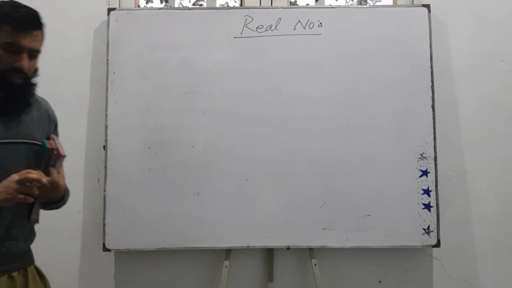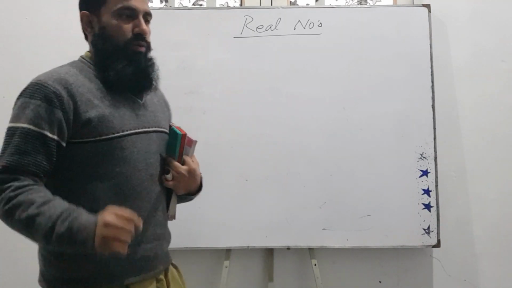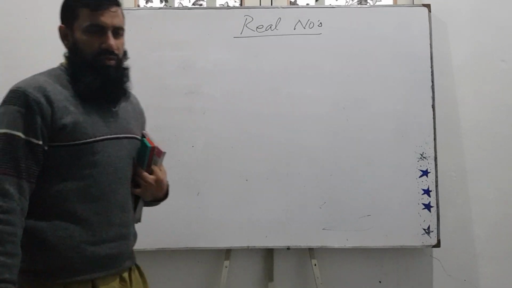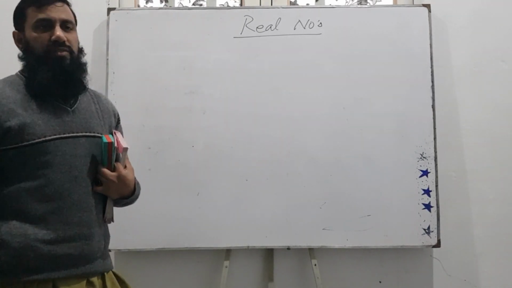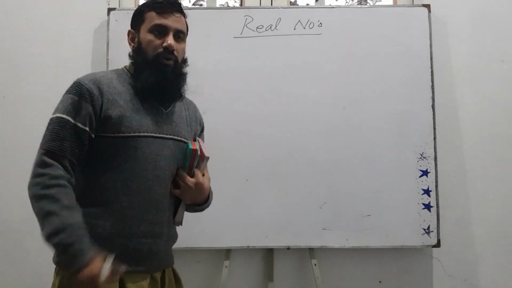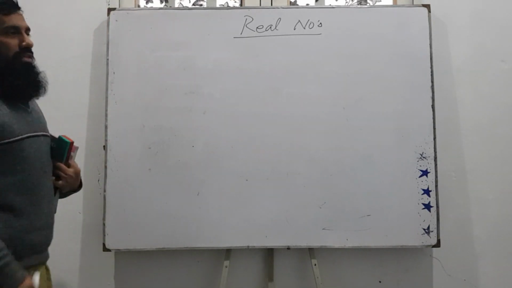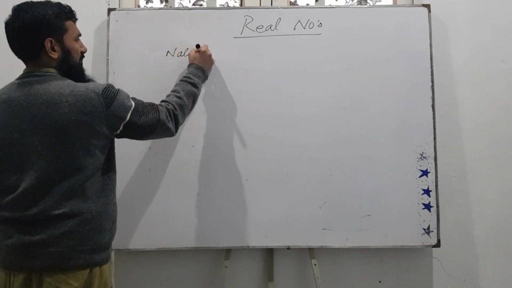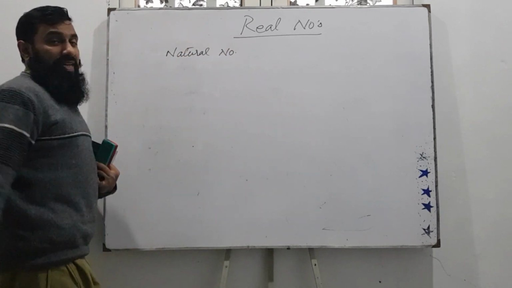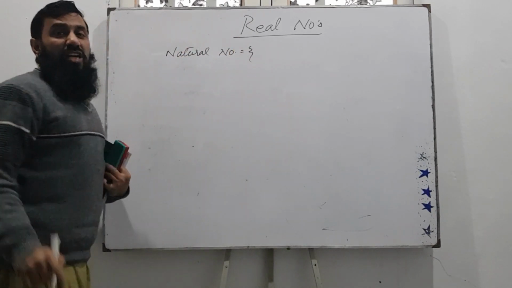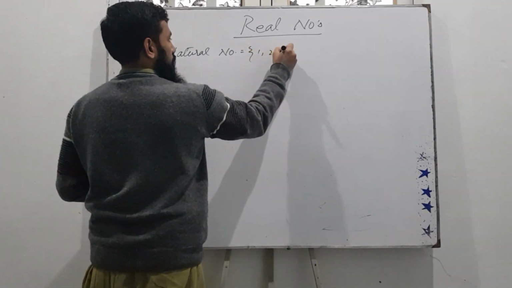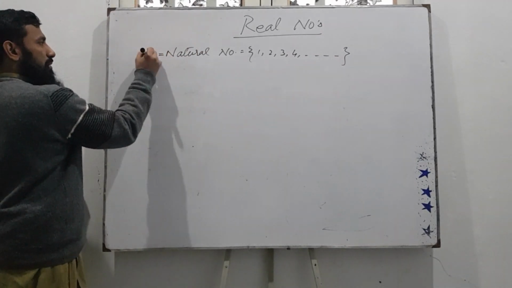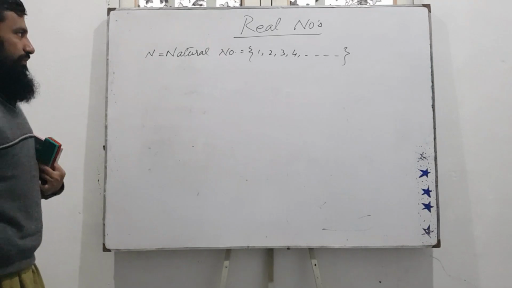The first most important thing is the definition of real numbers, that is, what real numbers actually are. But before going into real numbers, we must know some other types of sets, some other types of numbers which are also very important. We already know from lower classes what natural numbers are. The set which starts from 1, 2, 3, 4 and so on. This is the set of natural numbers and it is represented by a capital letter N.